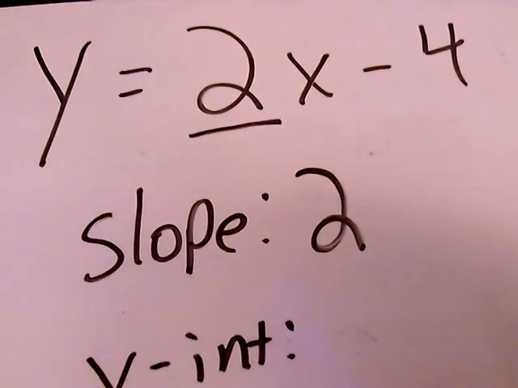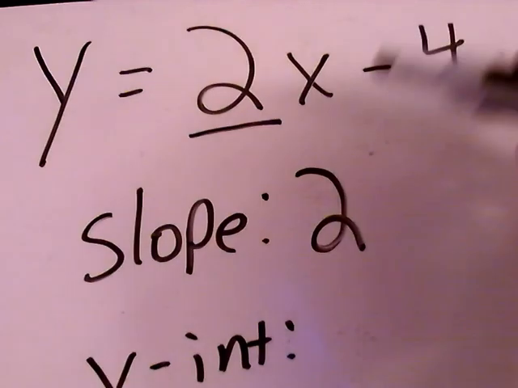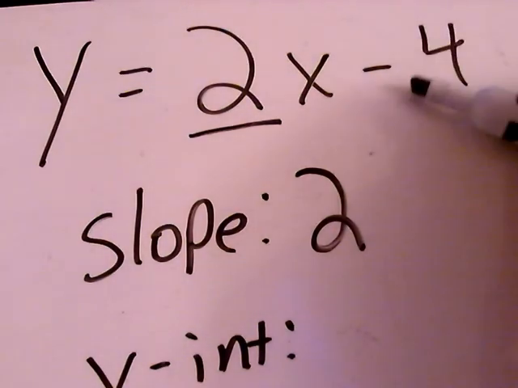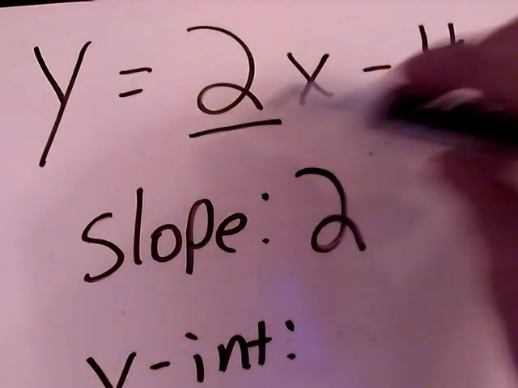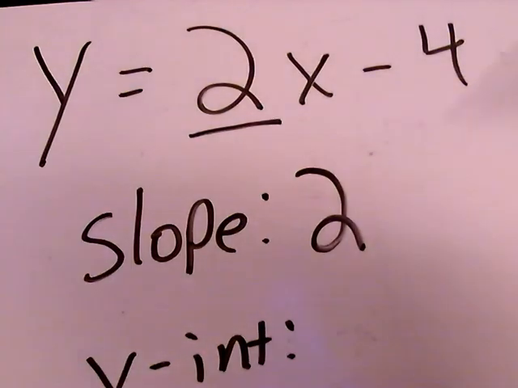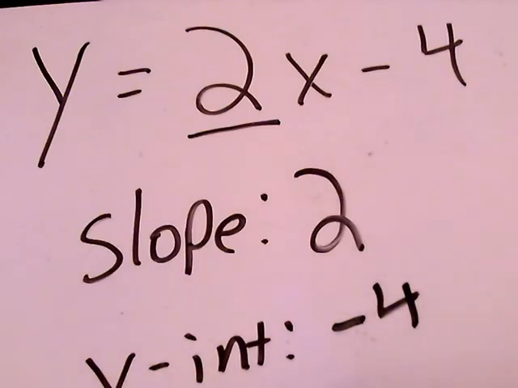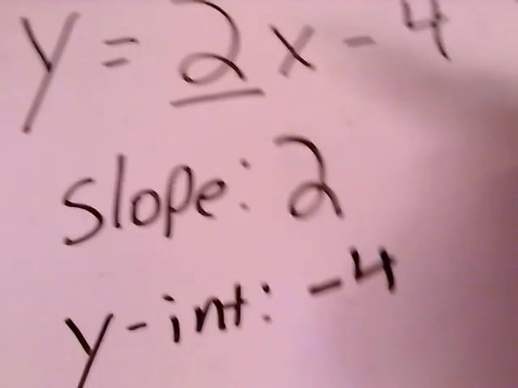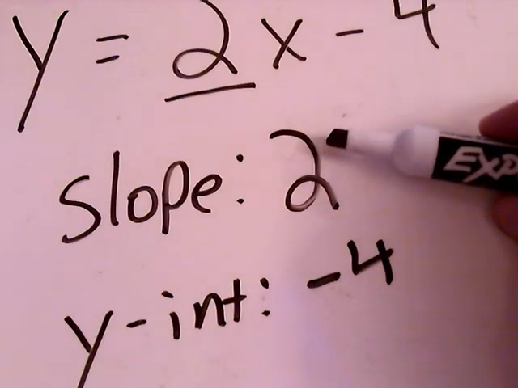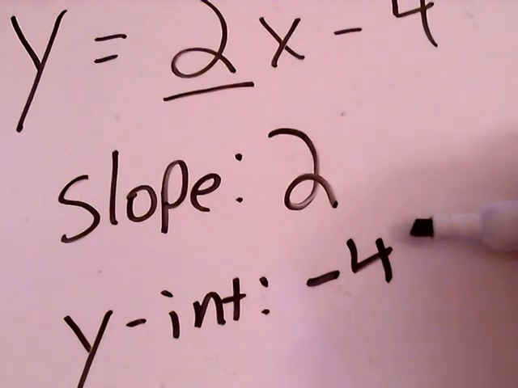Now, y-intercept is important because you see here it's 2x minus 4. That minus means it's negative. Since it's minus 4, you have to know that means negative 4. Keep that in mind. So that means in this equation here, y equals 2x minus 4, my slope is 2, and my y-intercept is negative 4. And that's going to help us graph it.